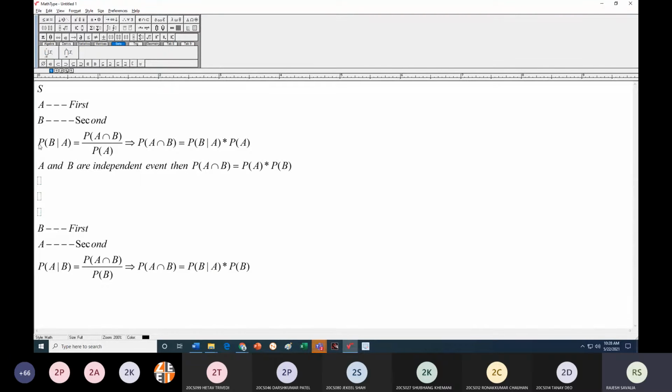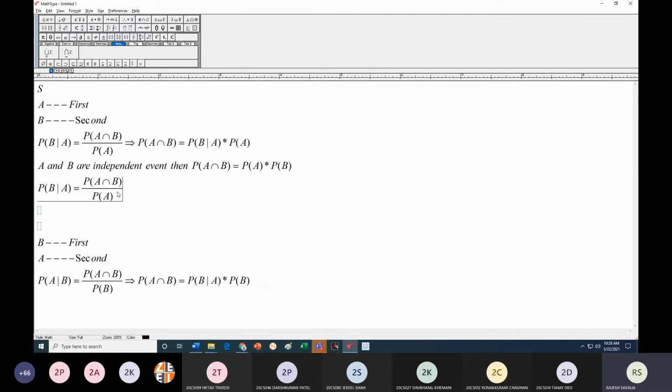Now in that case, your formula will be like this. A and B are independent, so P of A intersection B is P of A into P of B. Let me take that value, P of A into P of B, and put that value here. P of A cancels. The final outcome is P of B. Any doubt?